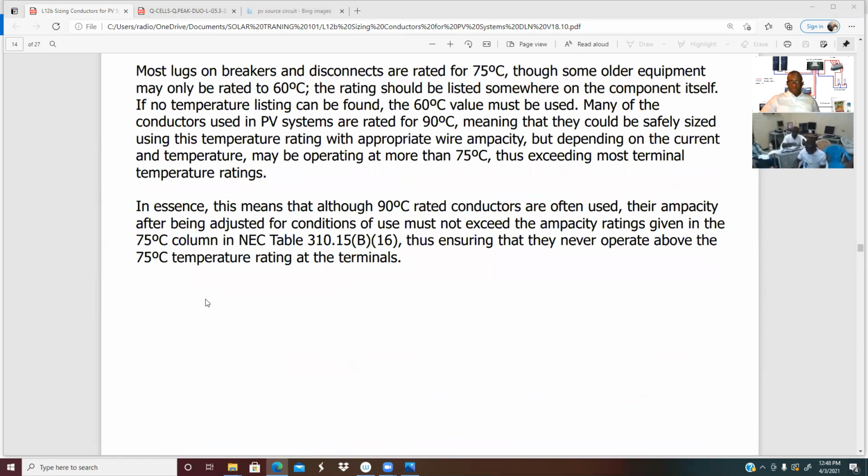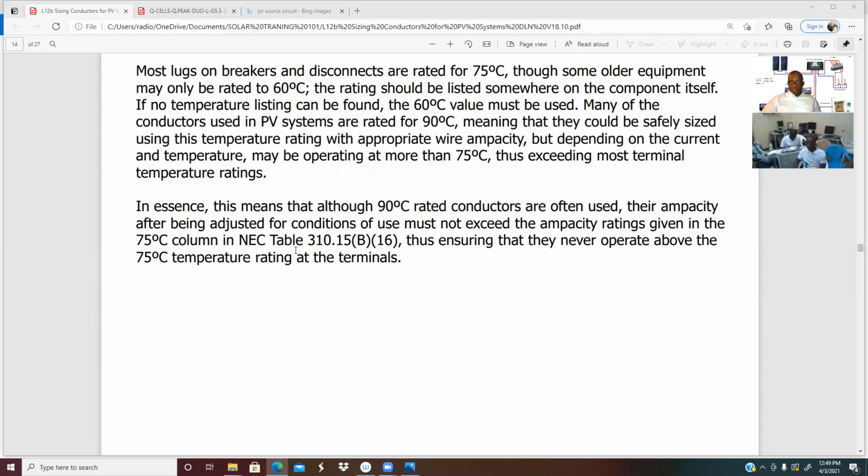In essence, this means that although three sensors with written conductors are often used, the ampacity, after being tested for condition of use, was not to exceed the ampacity rating given in the 75 degrees column, thus ensuring that they never operate above the 75 degrees Celsius temperature in the terminal.